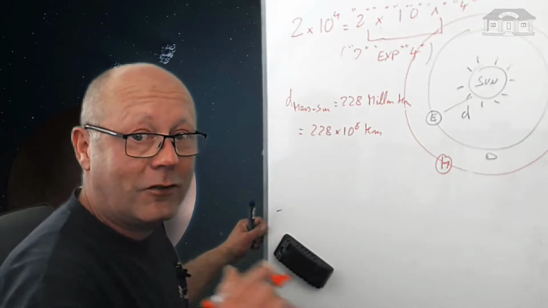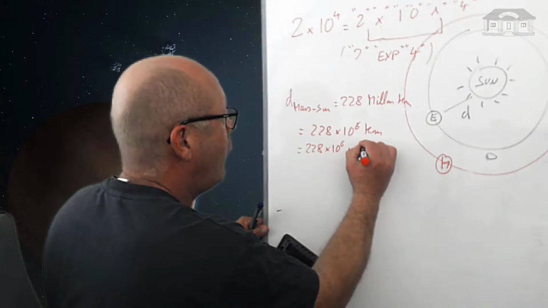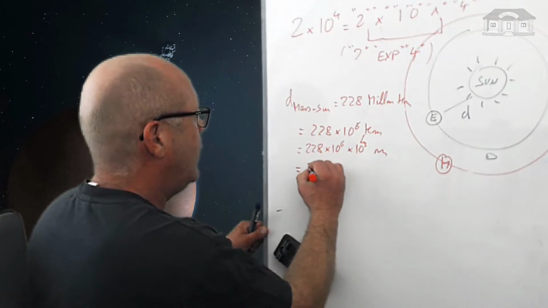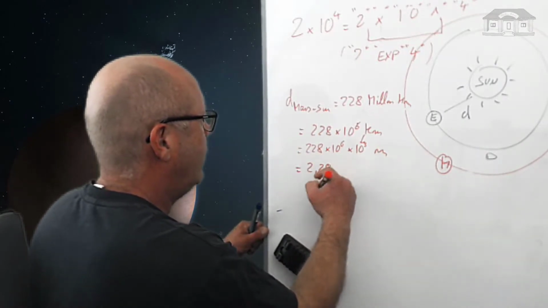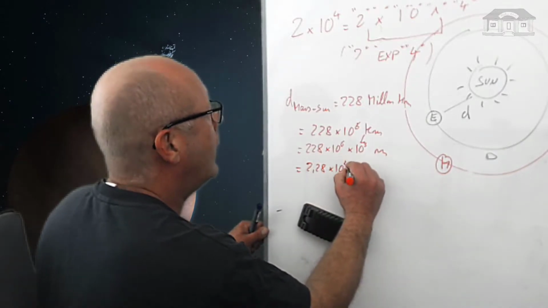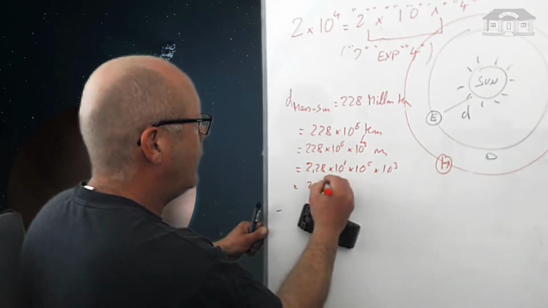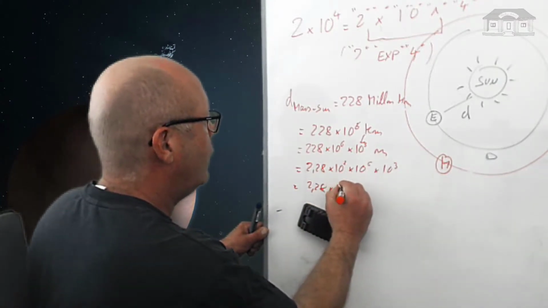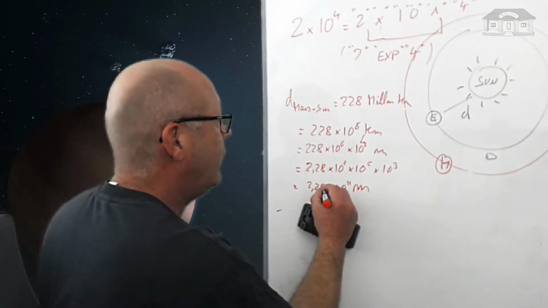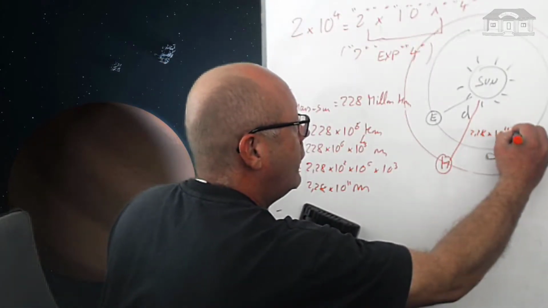I need to put this in meters. So 228 × 10^6 × 10^3, because this is a k of kilometers. I can write 228 as 2.28 × 10^2, times 10^6, times 10^3. So that gives me 2.28, and 2 plus 6 plus 3, 10^11 meters. So I've got the distance between Mars and the Sun: 2.28 × 10^11 meters.